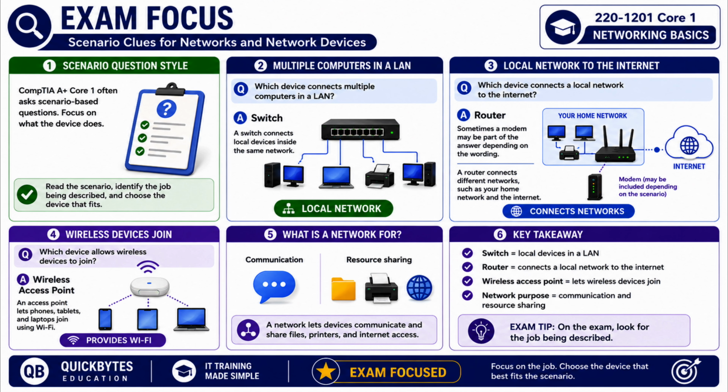For CompTIA A+ Core 1, be ready for scenario questions. Which device connects multiple computers in a LAN? That points to a switch. Which device connects a local network to the internet? That points to a router, and sometimes a modem, depending on the wording. Which device allows wireless devices to join? That points to a wireless access point. And what is a network for? Communication and resource sharing.